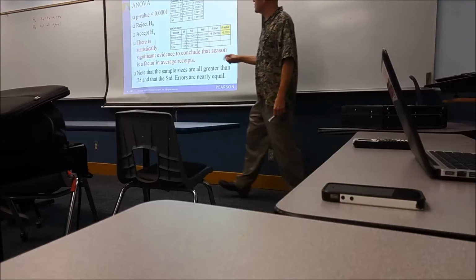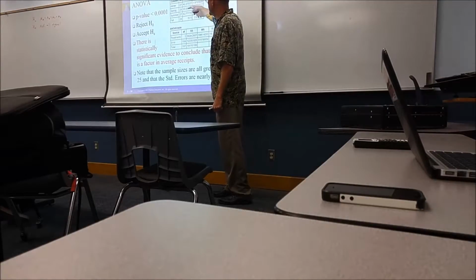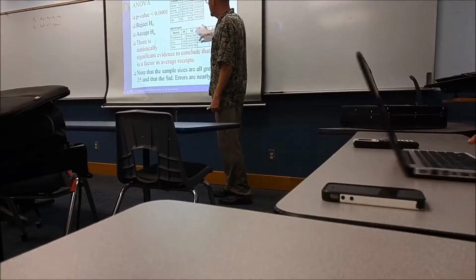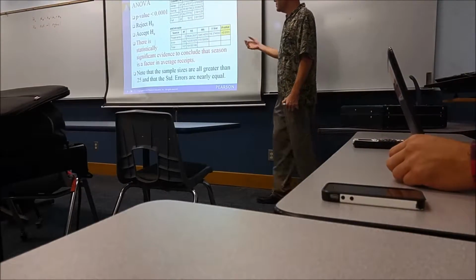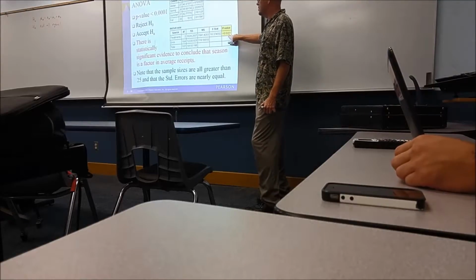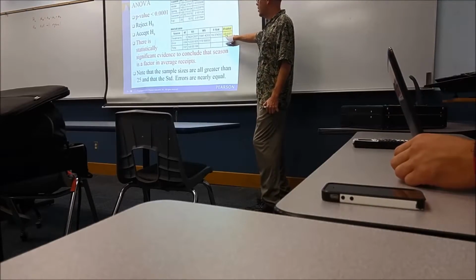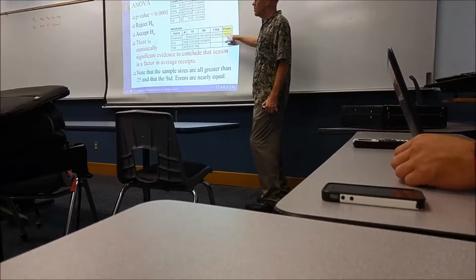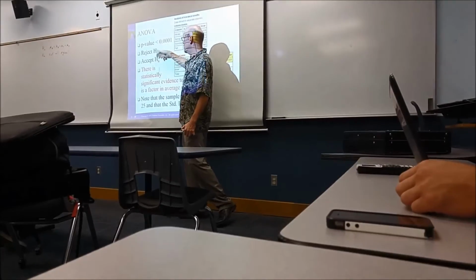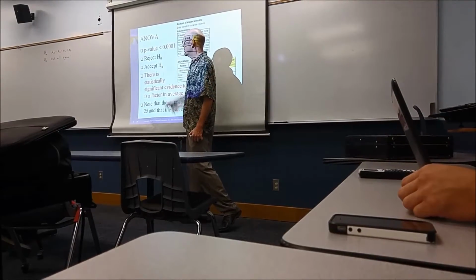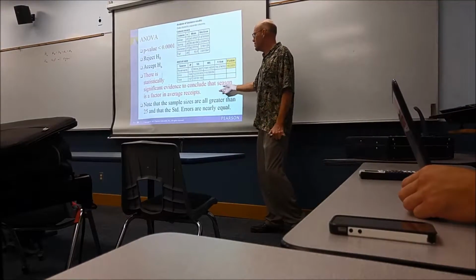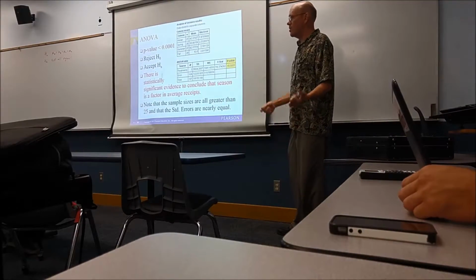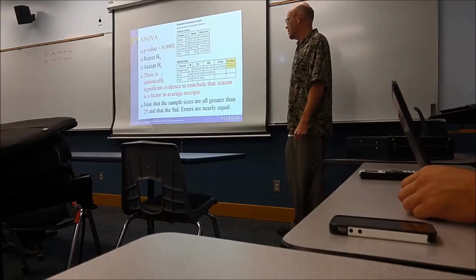Does this show up when you do analysis of variance? Maybe not. Okay, but this does right here. This is the ANOVA table, and the important thing is that the p-value is really small, which means you reject the null hypothesis and accept the alternative. That means there's statistically significant evidence to conclude that they're not all the same.